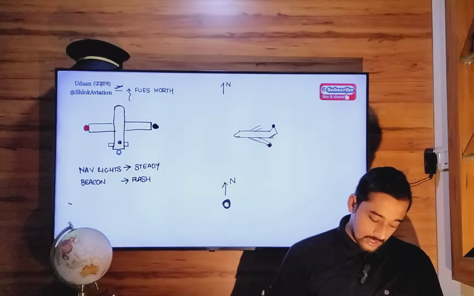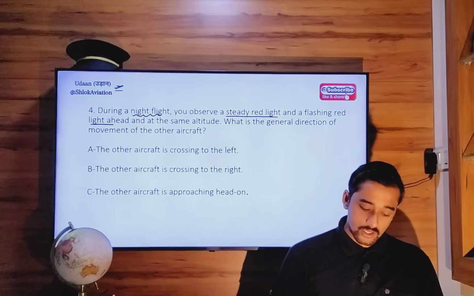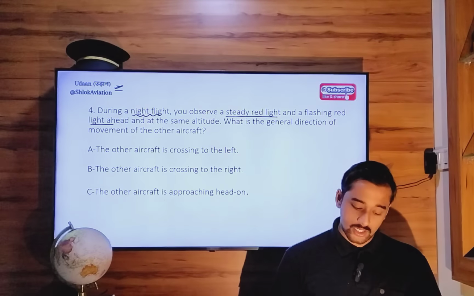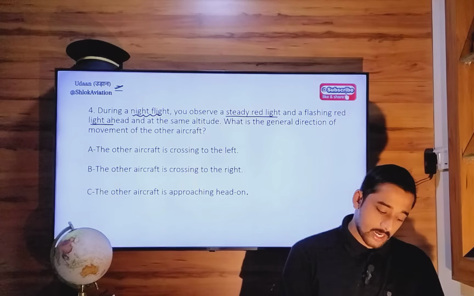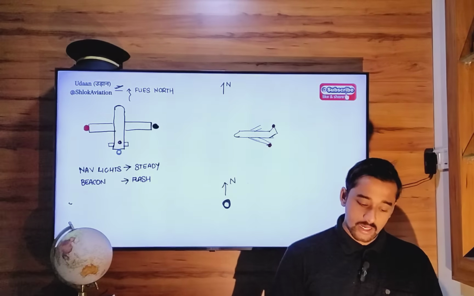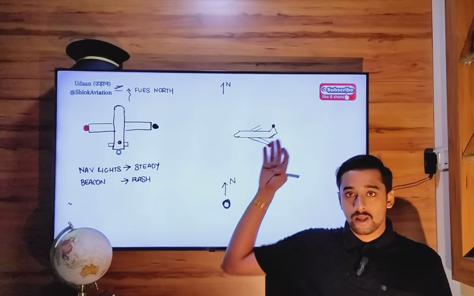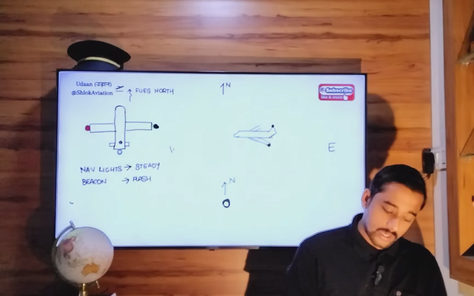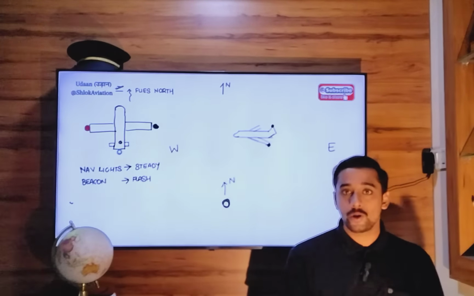So the correct option will be the traffic is crossing to the left, not the aircraft crossing to the right hand side or the traffic approaching head on. So the correct option is option A. This traffic that is in front of you is crossing to the left hand side, from the right hand side, that is from the easterly direction to the westerly direction, going to your left hand side.